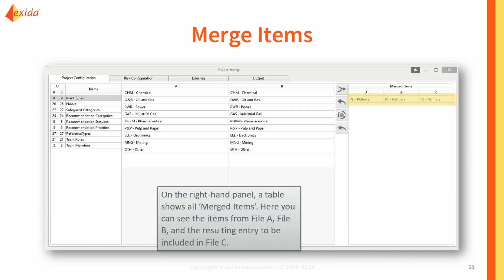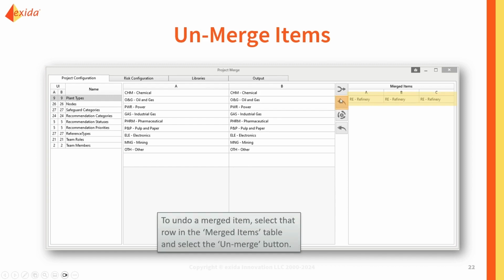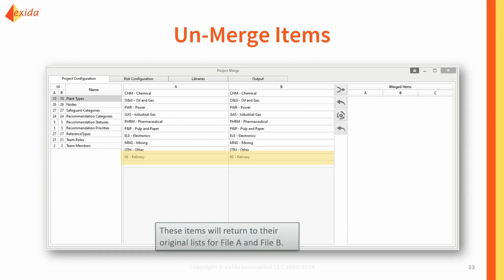Let's say while we're matching items, we make a mistake. In that case, you would select the row that the mistake is made in. Now, in this case, we're going to do it with refinery, which is correct, but let's assume it's incorrect. We can select the row and select this button, which is the unmerge button. And that will simply move it back over to the middle column where it returns to its file A and file B list. We can figure out how to handle that.